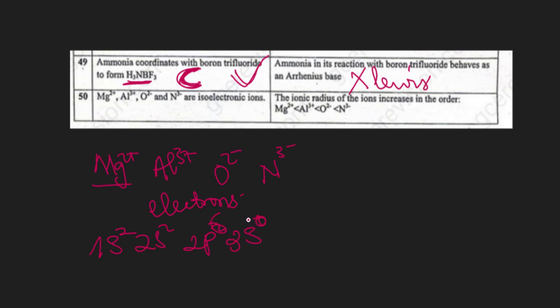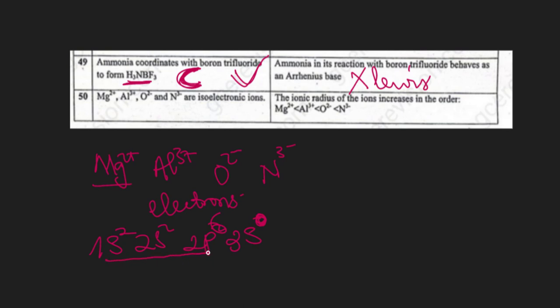50. Magnesium ion, aluminium ion, the oxide ion, and the nitride, they say are isoelectronic ions. Is it a true statement? Yeah, it's a true statement. Isoelectronic ions are those that have the same number of electrons. So if we write the electronic configuration of magnesium ion, it will be 1s2, 2s2, 2p6, 3s0. Because 2 electrons have been lost from the s orbital, it ends up being 1s2, 2s2, 2p6.